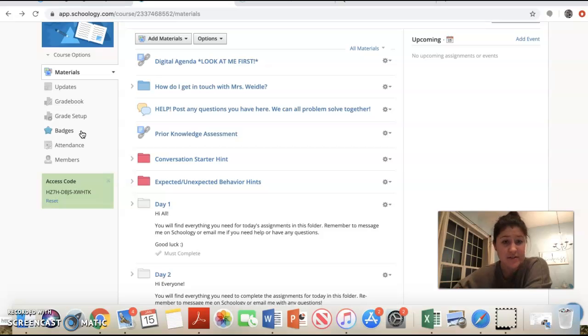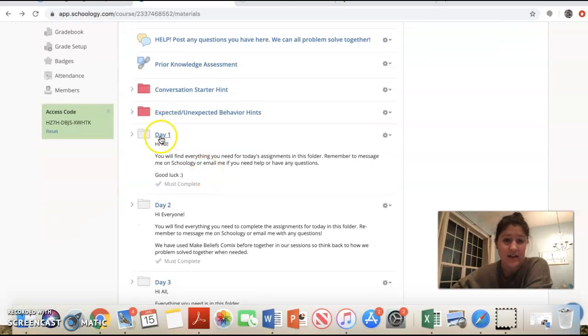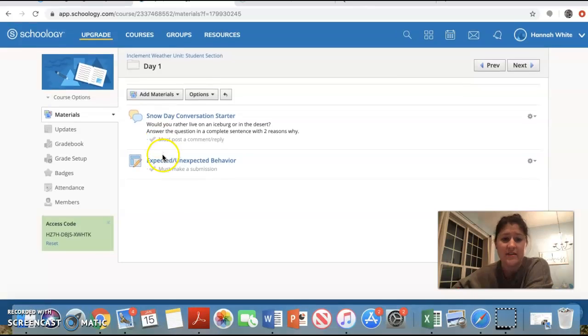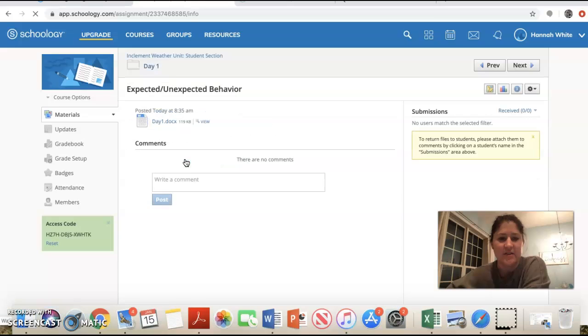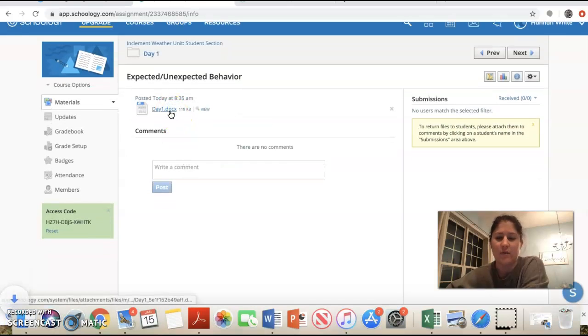Instructional materials. I have materials listed in all of these. For days 1 and 3, I also have a conversation starter. Conversation skills are a big thing that I work on with my students. So for 2 of the days, 1 and 3, I have a starter in there. But my materials, I have a lot of Word documents or worksheets in here.